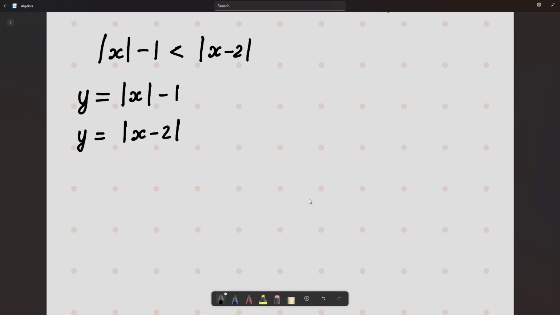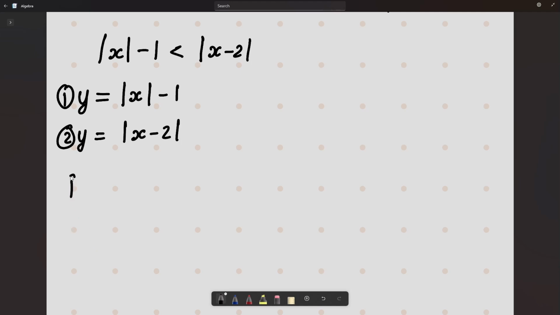Now, this is one of the more odd examples which I've rarely seen being tested in past papers, and it goes something like this: modulus of x minus 1 less than modulus of x minus 2. So what we are going to do here is, instead of just squaring both sides, we're going to treat this as 2 separate equations of y. And now what you're going to do is find the intersection points for both of these equations. So I'm just going to label this as 1 and this as 2.